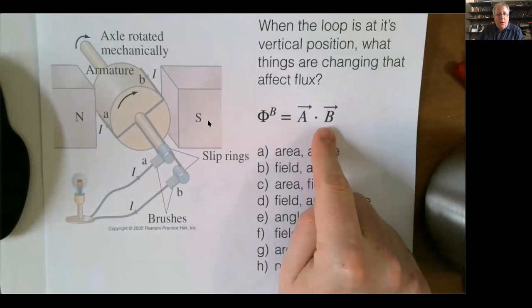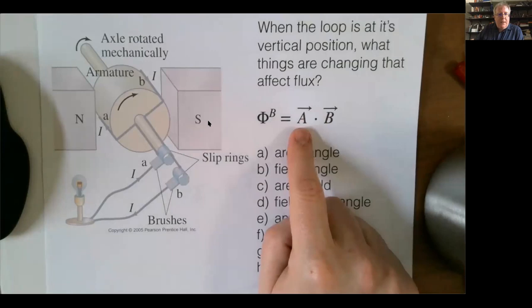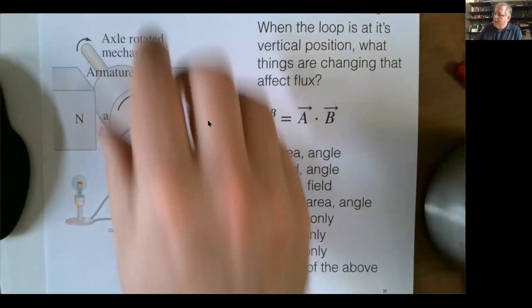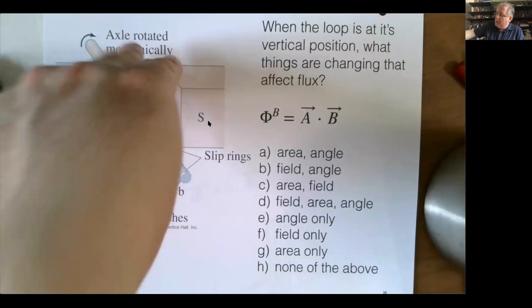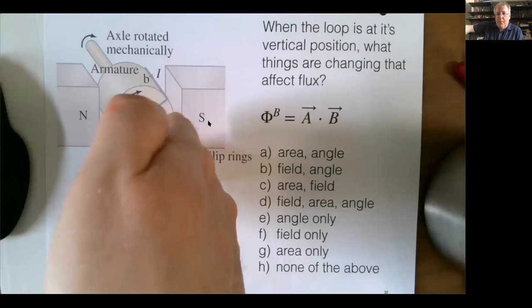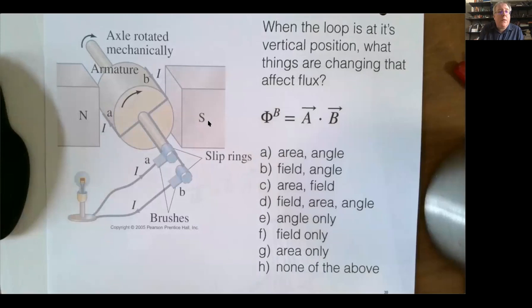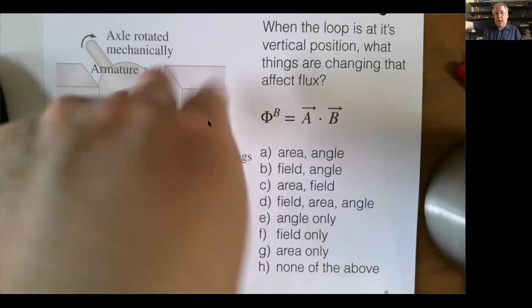So now, is the area of the loop changing as we rotate it? No, it's not. We're not making it wider, we're not making it longer. What is changing is the angle between the loop and the field. So the answer here is E, the only thing changing is the angle. That's the only thing changing over time, is how much the loop is aligned with or not aligned with the field. Now this is, of course, the question I was asking in the warm-up: if I have a loop that's changing its angle, what happens to the flux?